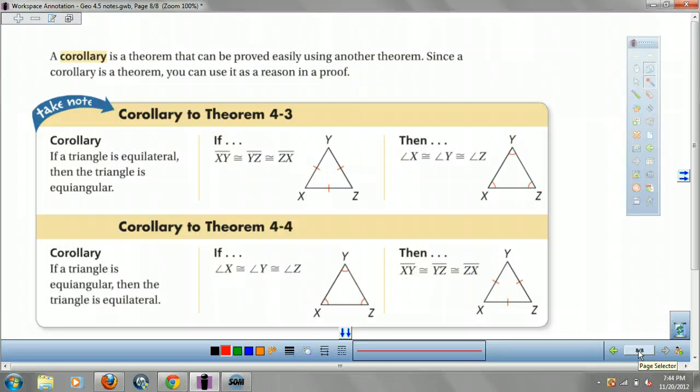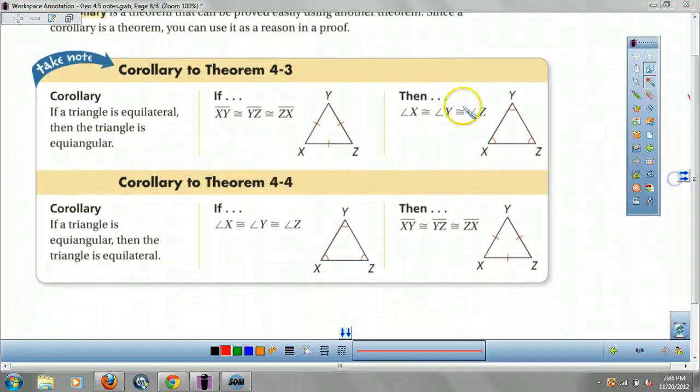Corollaries. What's a corollary? A corollary is a theorem that can be proved easily by using another theorem. You don't call it a theorem because, well, it is a theorem, but it's just one that you can make up really quick. Like, if a triangle has 3 equal sides, then all of the angles are congruent.